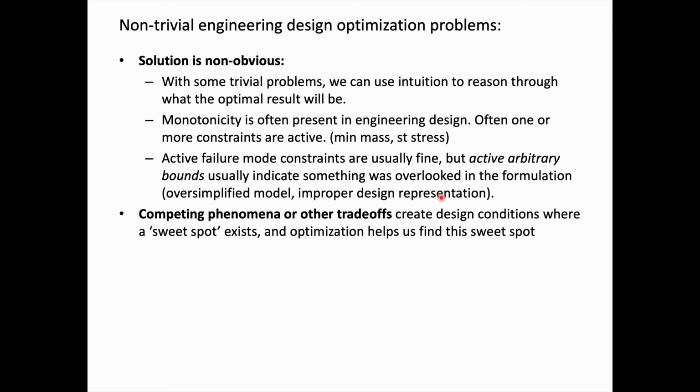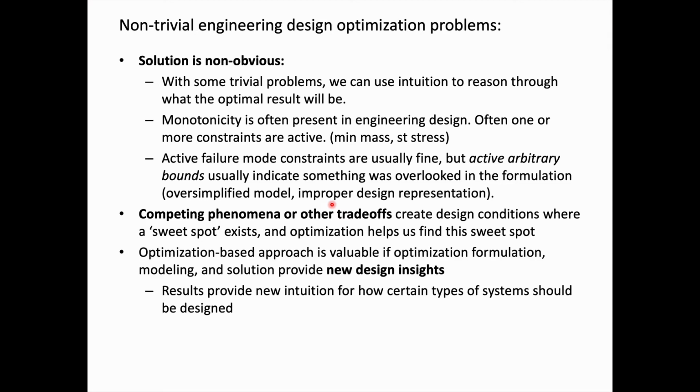A good property of a non-trivial engineering design optimization problem is one where there's some kind of competing phenomena or other trade-offs that create some kind of non-obvious optimal result. There's some kind of sweet spot that exists, and optimization is a very helpful tool at finding sweet spots like this. An optimization-based approach is valuable if optimization formulation, modeling, and solution provide new design insights.